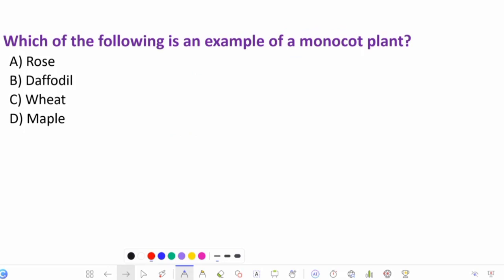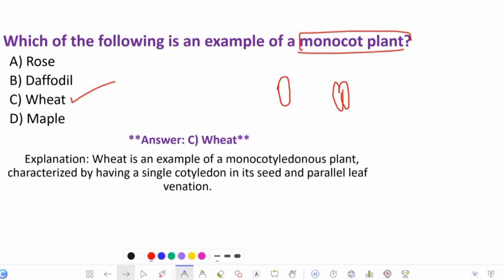Which of the following is an example of a monocot plant? Monocot plants are those plants whose seed has just one cotyledon, unlike dicots, which have two cotyledons. So number 1, rose, daffodil, wheat. Wheat is an example of a monocot plant because its seed contains one cotyledon. Wheat is a monocotyledonous plant characterized by having a single cotyledon, and its seeds and parallel leaf venation.